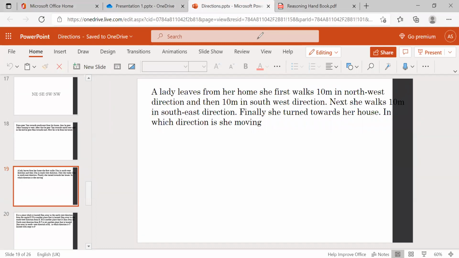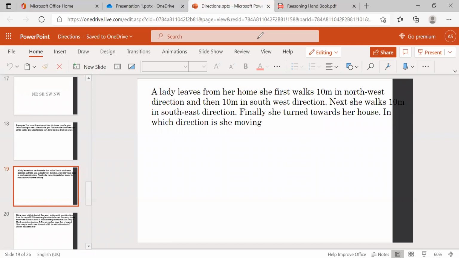A lady leaves from her home. She first walks 10 meters in the northwest direction, and then 10 meters in the southwest direction. Next, she walks 10 meters in the southeast direction. Finally, she turns towards her house. In which direction is she moving now?